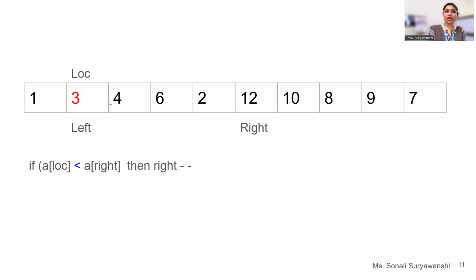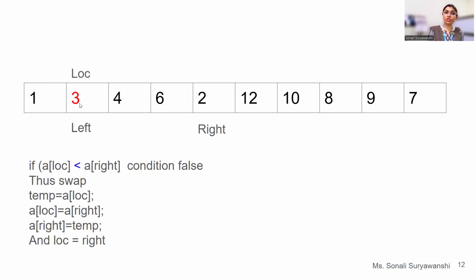Now at this position, your LOC is at the left side. So it needs to be compared with the right pointer. And because it is on the left side, it should be lesser than the right values. So A of LOC is lesser than the right value, you decrement the right pointer. Because they are in proper order, we're going to decrement the right pointer. So the right pointer will come at 2. Again, LOC should be lesser than 2. Here the condition is false. That means we need to swap these two values. And after swapping, we have to update LOC. So 3 will come here, 2 will come here, and LOC will come here.